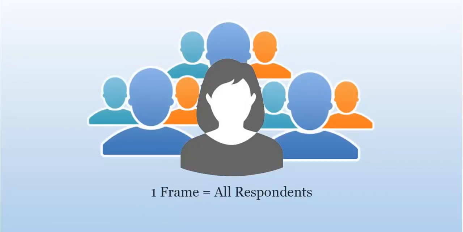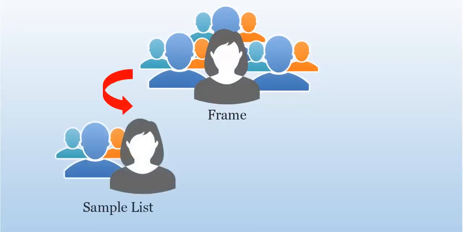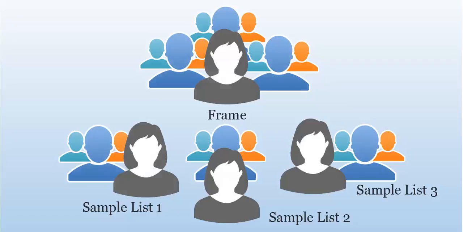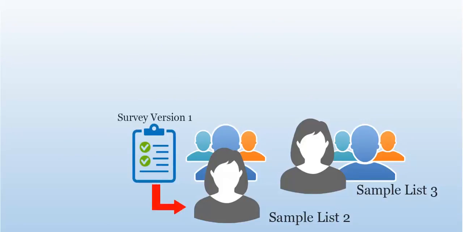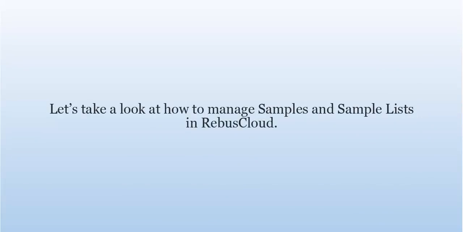Samples are managed through frames and sample lists. Frame is a master collection of all the respondents whom you want to survey, while a sample list is a collection of selective respondents whom you target to survey at one point of time. So basically, a sample list is a subset of a frame. You can create multiple sample lists from a single frame and send the survey to different sets of respondents at different points of time. Let's take a look at how to manage samples and sample lists in Rebus Cloud.